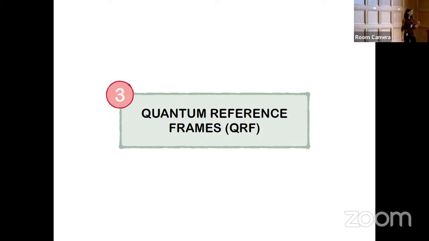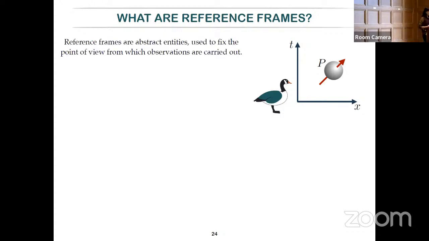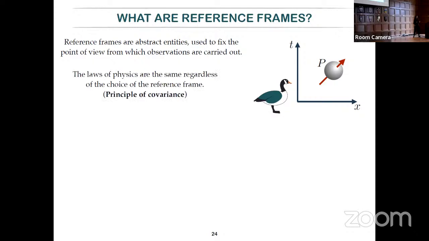But before I go into that, let us just set the stage and share some language for what we mean by reference frame, usually in physics. Usually we think of reference frames as abstract entities that are used to fix the point of view from which observations are carried out. For instance, if we have the Canadian goose and a set of axes, we choose the origin, and then depending on where we fix this origin, we can describe the physical system P in terms of these coordinates. Reference frames are very useful, but in the end, physics is the same regardless of the choice of the reference frame.